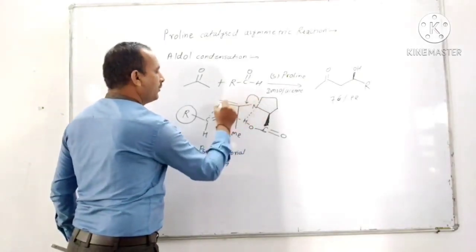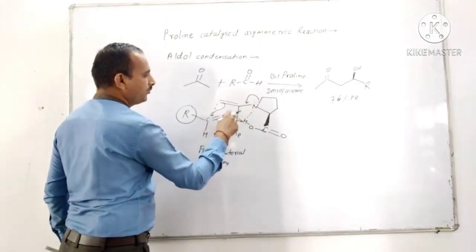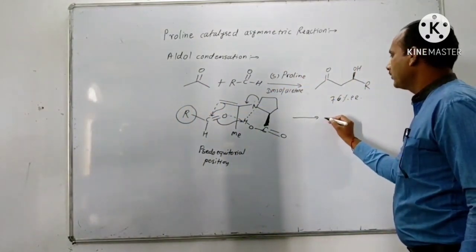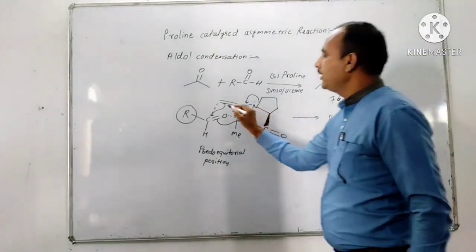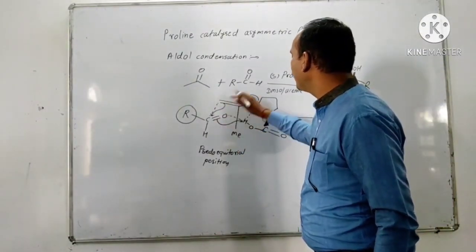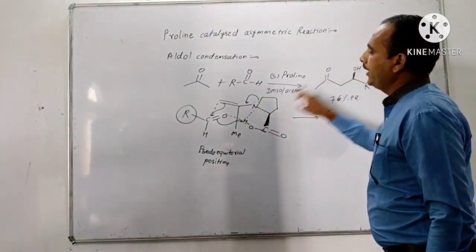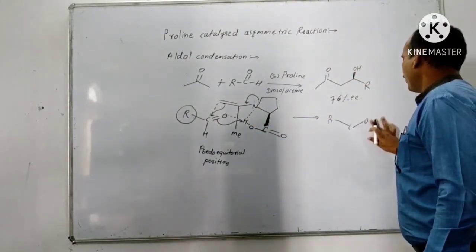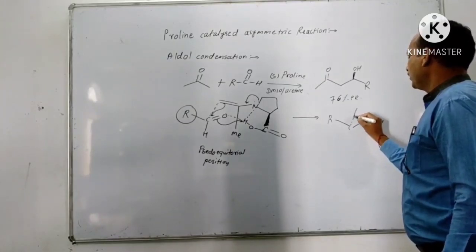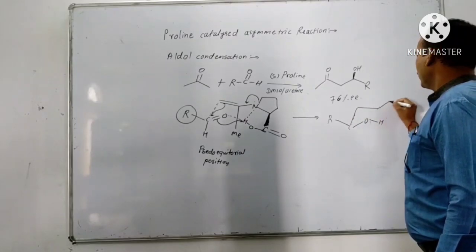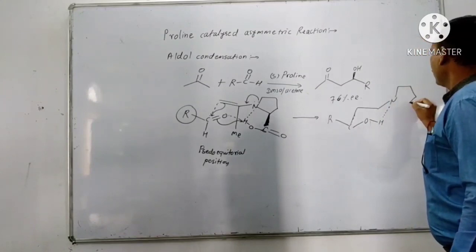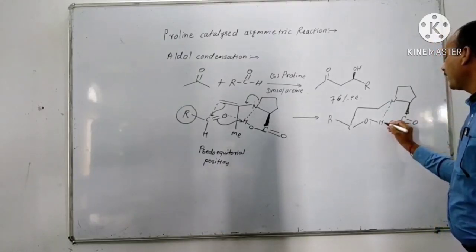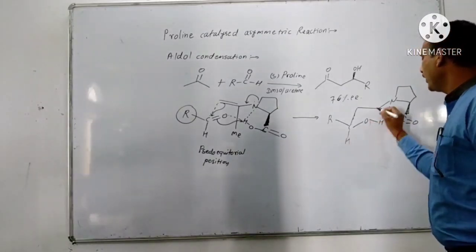Then the lone pair, the delocalized double bond, attacks on the carbonyl, it takes the proton, so there is formation of OH, and on hydrolysis it forms the product. Now see here, in this case this OH is present above the plane, and then this enamine undergoes this bond formation. Now this breaking of this bond, there is formation of this bond, and here is this methyl group.